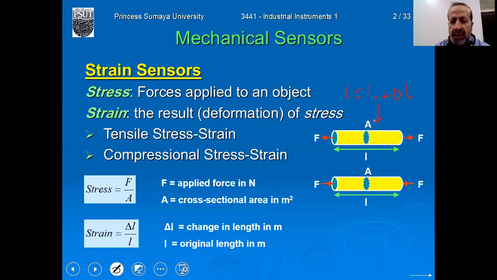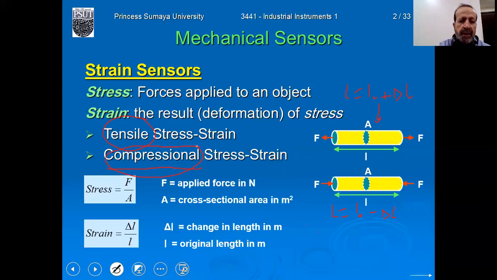On the other hand, we have this rod with an applied force in the opposite direction. In this case, we have a compressional stress strain. Because of the compression, the length will be decreased. So L equals L0 minus delta L. Okay, so we have two types of stress strain. We have tensile, the length increasing, and compressional, the length is decreasing.